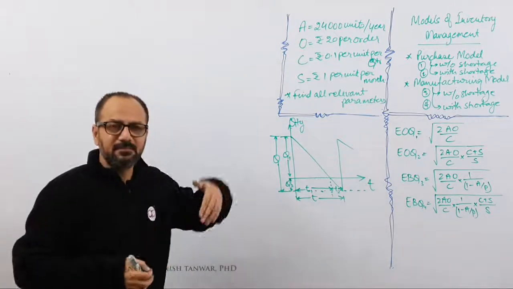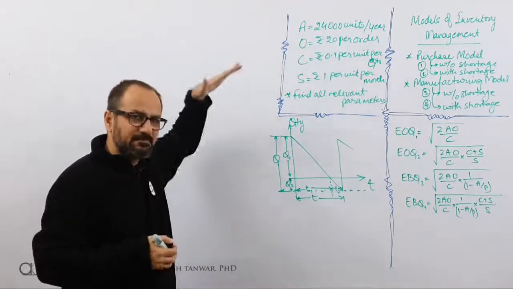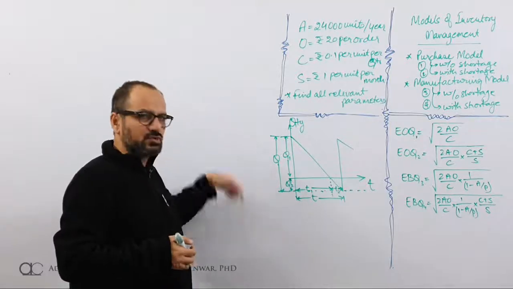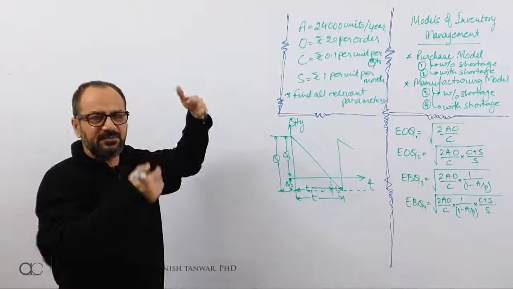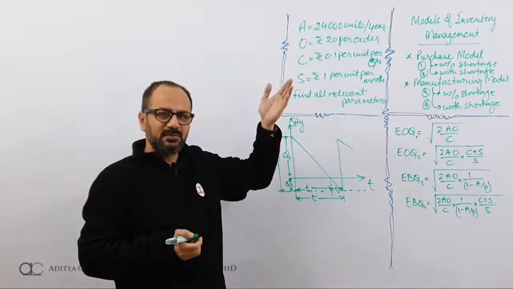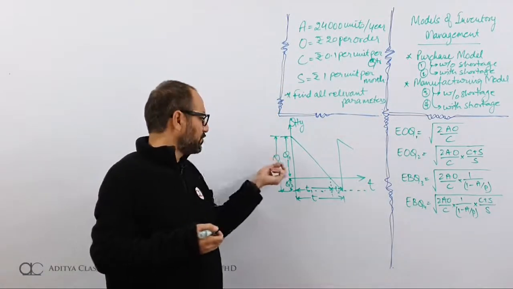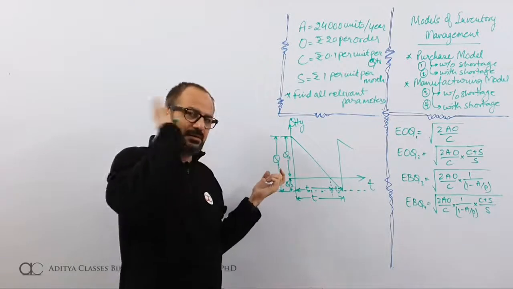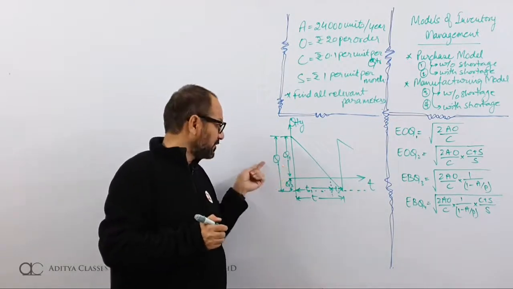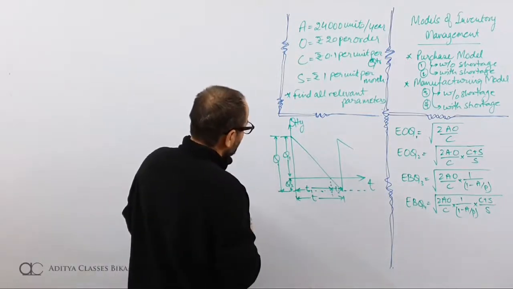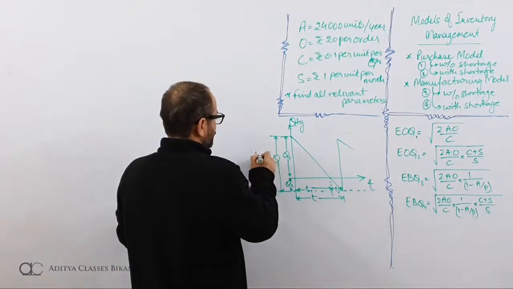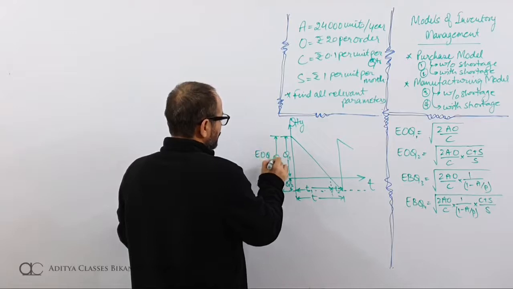Remember, Q1 is the maximum inventory level, Q2 is the minimum inventory level, while Q is the swing in inventory level. Swing is from minimum to maximum. In previous models, it was from 0 to whatever level we were touching, so Q1 and Q were equal in the previous two models. But this time Q is equal to Q1 plus Q2. And of course, we can say that EOQ is equal to Q.